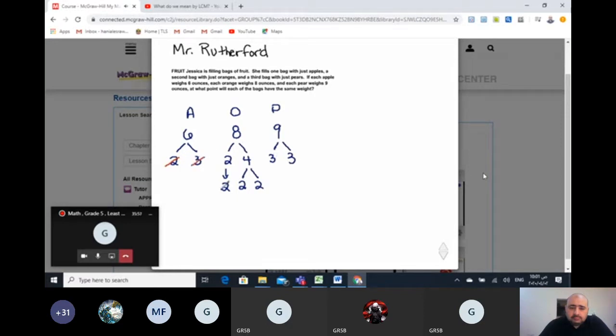So now what we can do is multiply 2 times 2 times 2, and then we can multiply that times 3 times 3. This will give us the smallest number of ounces that all of our bags can weigh when they're the same. If we multiply these 5 numbers, we get 72. So this indicates that our bags will weigh 72 ounces when they're all equal.